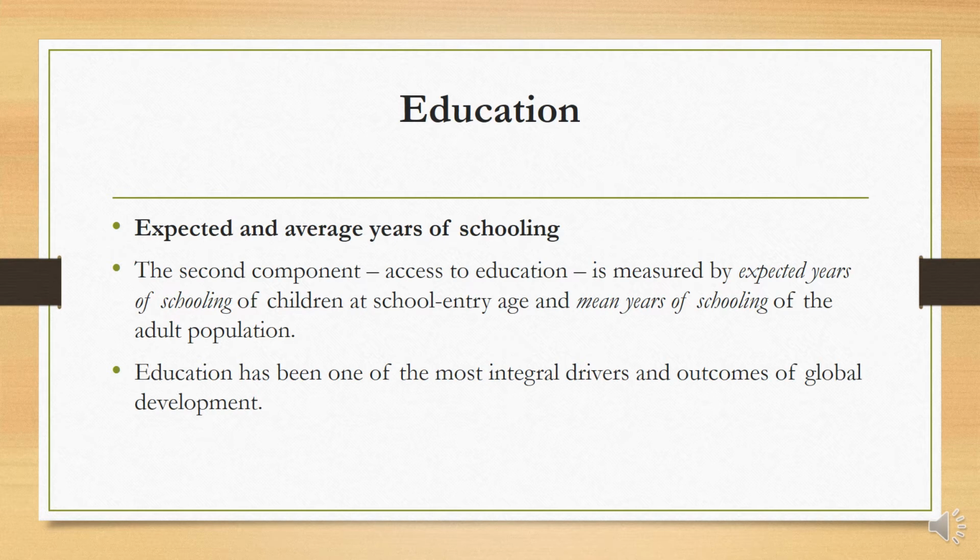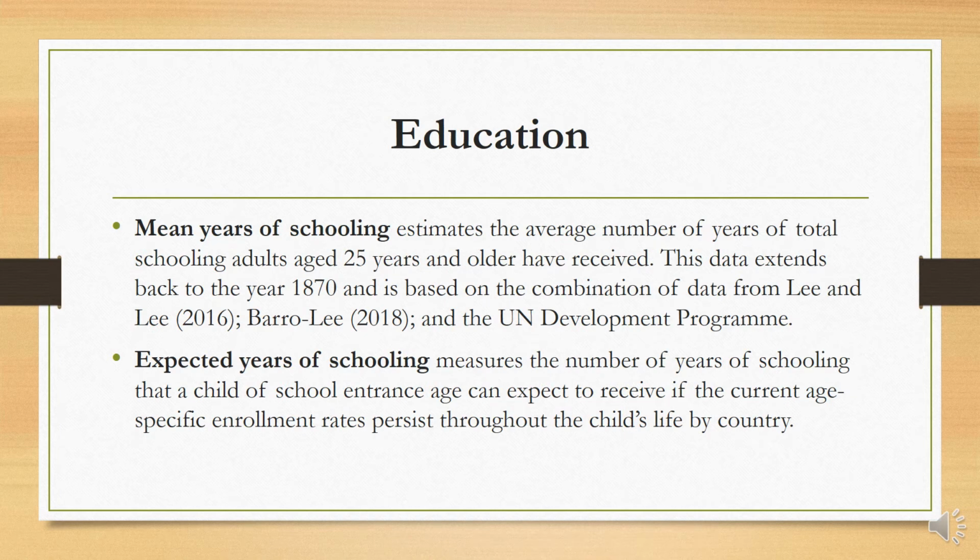The second component, access to education, is measured by the expected years of schooling of children at school entry age and the mean years of schooling of the adult population. Education has been one of the most integral drivers and outcomes of global development. Mean years of schooling estimates the average number of years of total schooling that adults aged 25 years and older have received. This data extends back to the year 1870 and is based on a combination of data from Lee and Lee 2016, Barro and Lee 2018, and the UNDP.